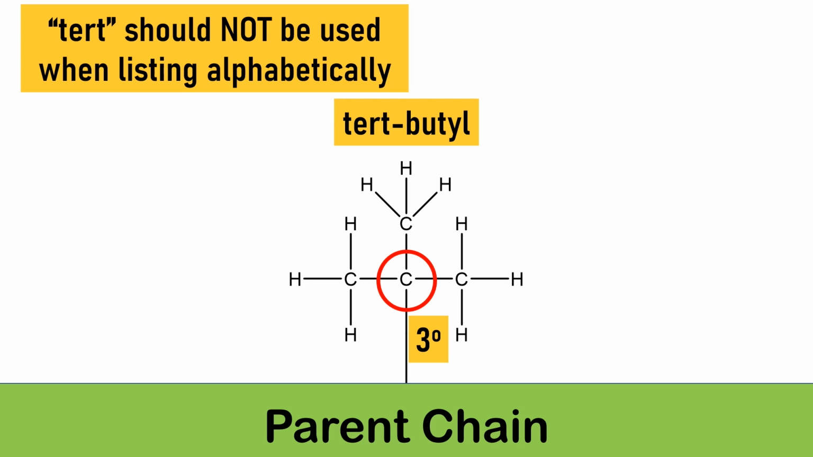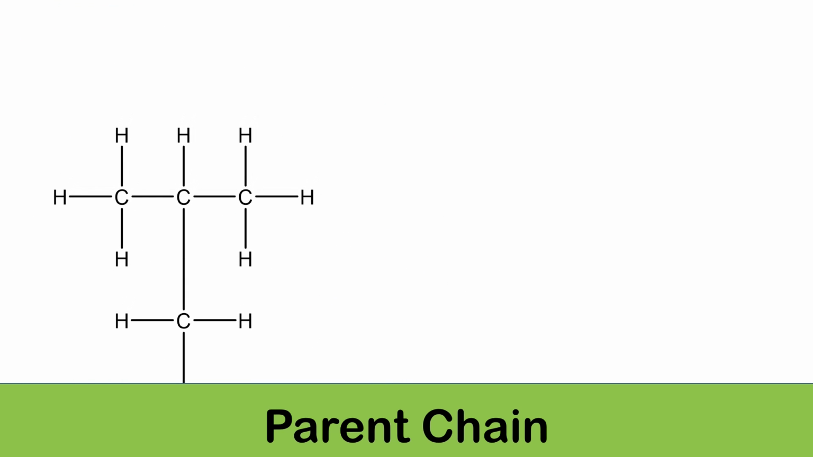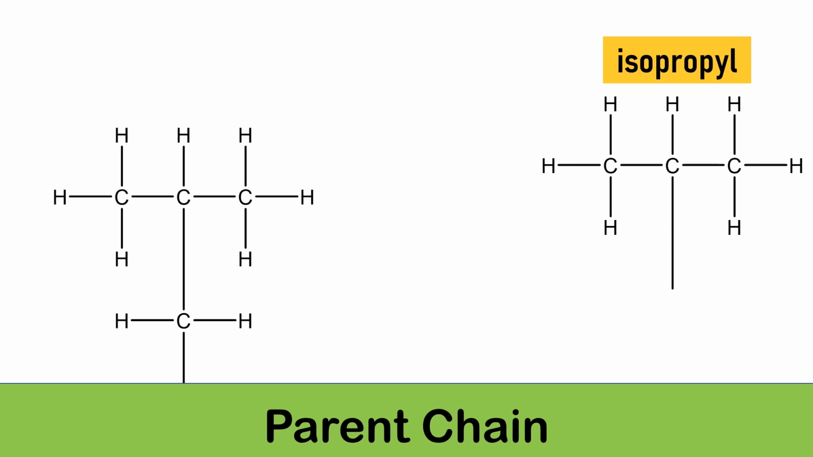And there is another bonding pattern for the 4-carbon alkyl group. Consider this bonding pattern. Does it look familiar? It should. It looks like an isopropyl. However, there's an extra carbon between the 3-carbon chain and the parent chain. This would be considered a 4-carbon substituent, and it is called isobutyl. Like isopropyl, I should be used when listing alphabetically.